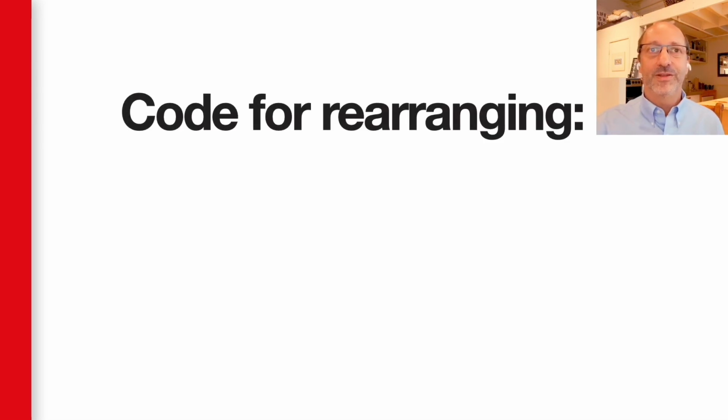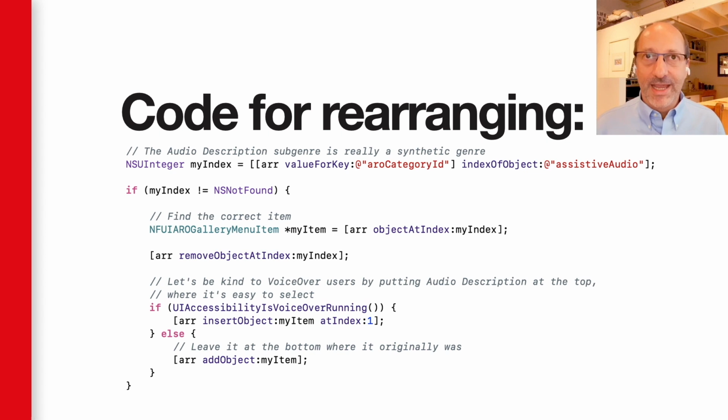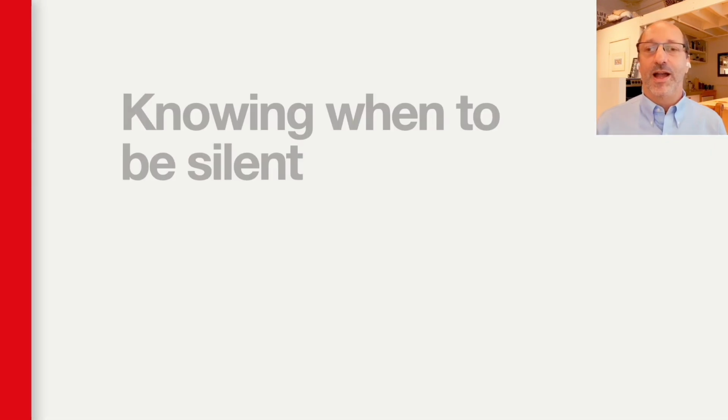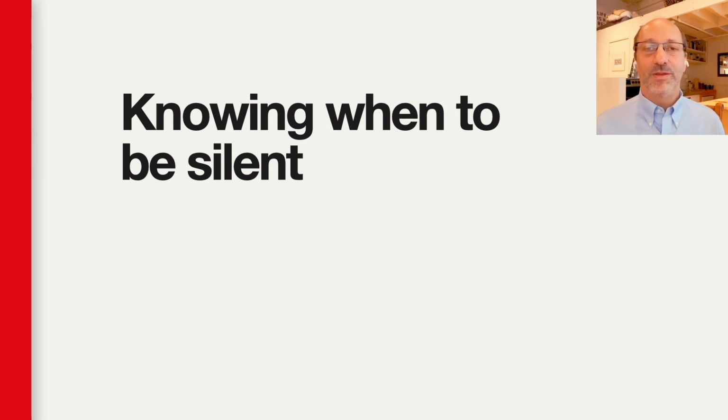Here's some code that allows us, while we're configuring our view and deciding what to do, to just ask that method, is VoiceOver running? And if so, then we might rearrange the items in a list, for example. That's a small detail, but it makes all the difference in the world for people who are using it. So next thing, knowing when to be silent.